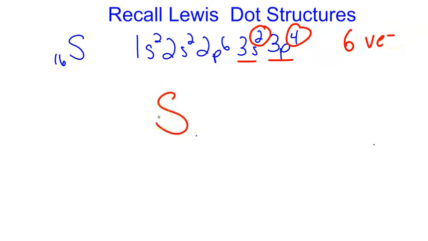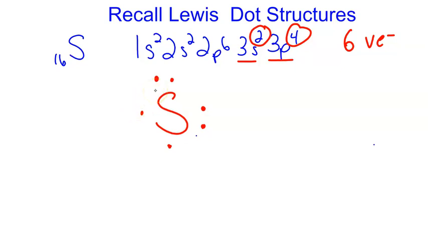So we're going to draw sulfur, and we're going to start on the left, right, top, or bottom. I always start to the right, and I go counterclockwise, doesn't matter, but you do 1 dot per side, and then you double up. So 1, 2, 3, 4, 5, and 6. So we have 2 pairs and 2 lone electrons for a total of 6.